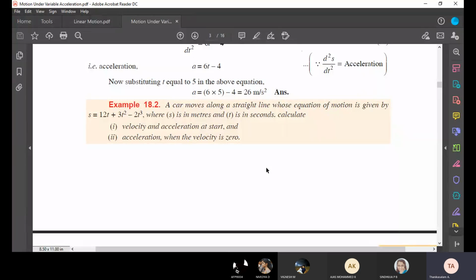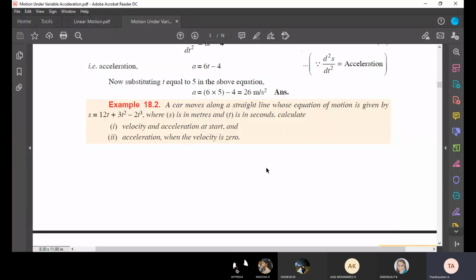Yes, sir. A car moves along a straight line whose equation of motion is given by S is equal to 12t plus 3t square minus 2t cube, where S is in meters and t is in seconds. Calculate: first, the velocity and acceleration at start, and second, the acceleration when the velocity is 0.